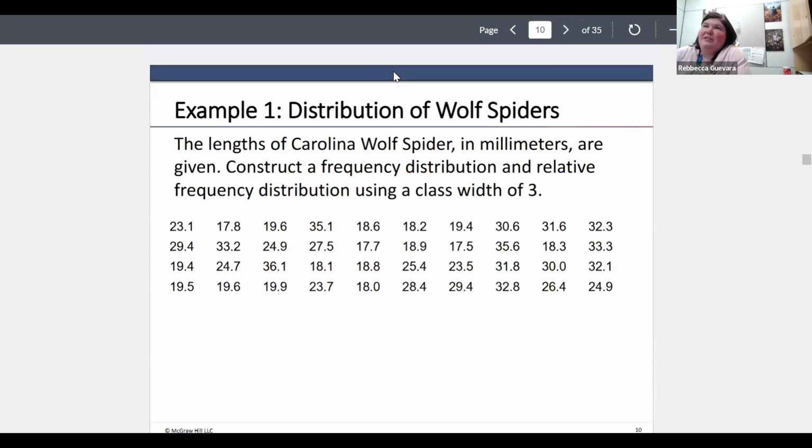So if you want to practice this, pause and look at the practice problem, where the lengths of Carolina wolf spiders in millimeters are given. Construct a frequency or relative frequency, just pick one, in this case using a class width of 3. I'm going to go back in and do both of them, but like I said, you only need to do one.